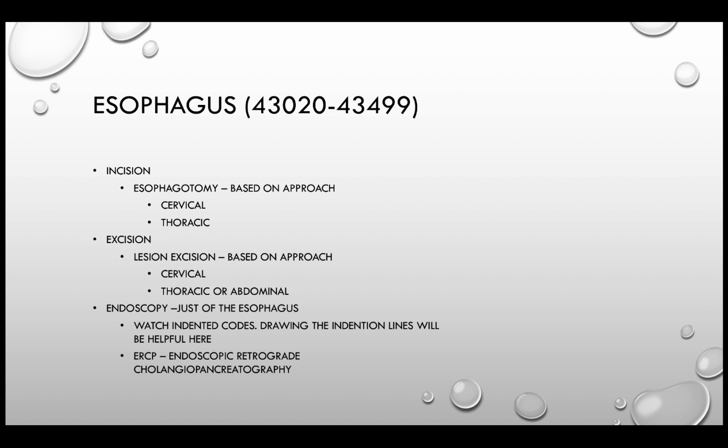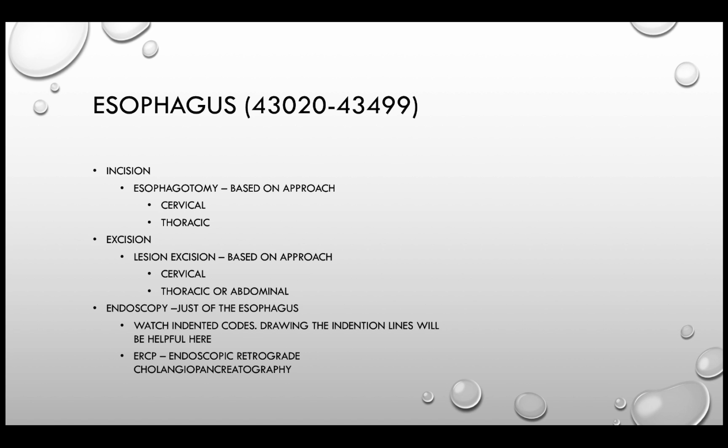In the esophagus section, you have the incision codes. Esophagotomy, based on approach, was it cervical or thoracic? So you should circle those terms or highlight them. In the excision section, you have the lesion excision based on approach again, cervical, thoracic, or abdominal. And then you have the endoscopy section.